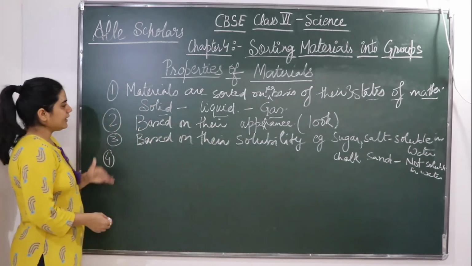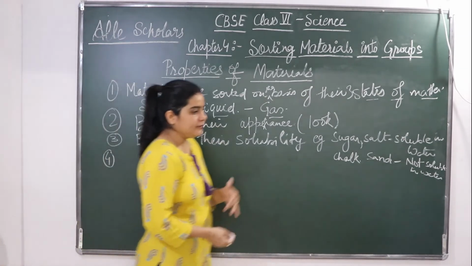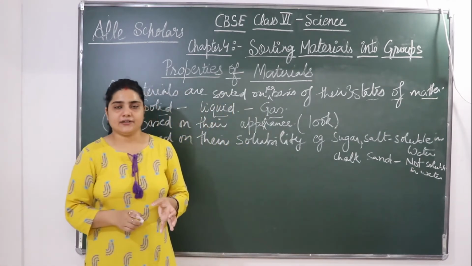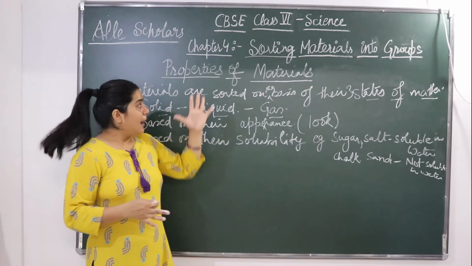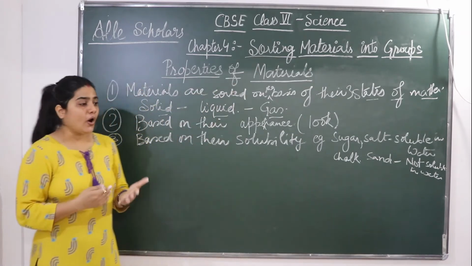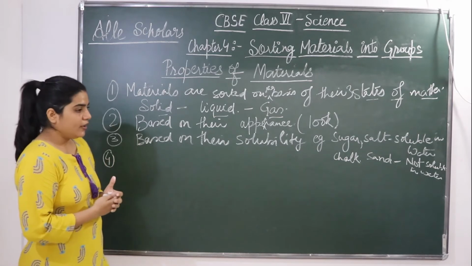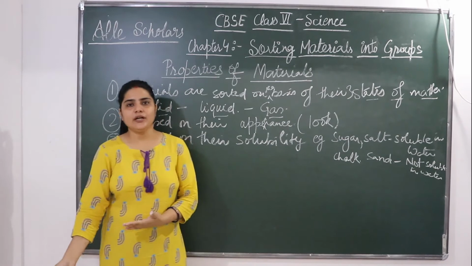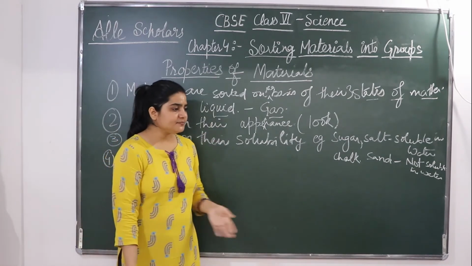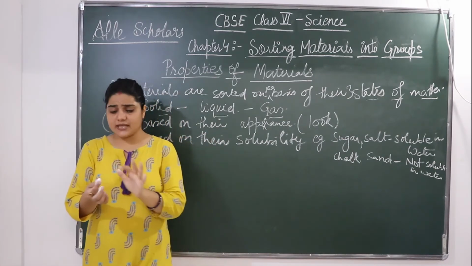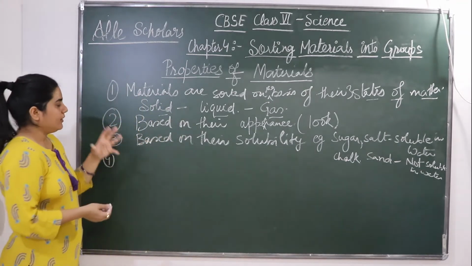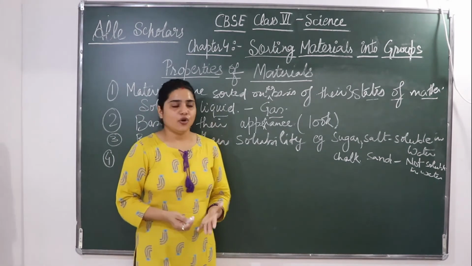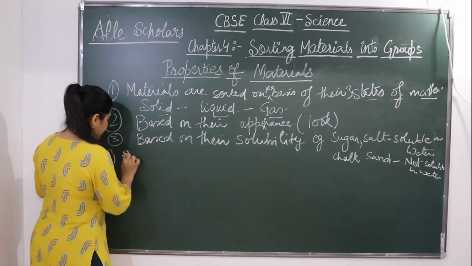Okay, so the fourth category of sorting of material is based on its metallic and non-metallic character. Whether a particular material is a metal or a non-metal. Okay, so iron, copper, gold, these are metals. And other items like chalk, carbon, coal, rubber, these are non-metals.